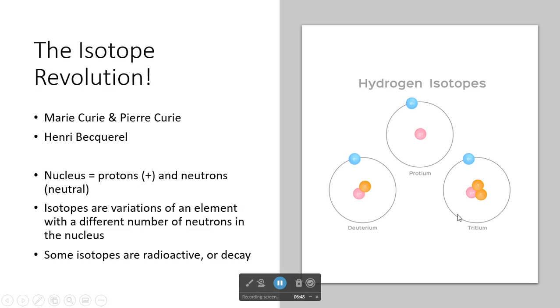On the right-hand side here is an image demonstrating these isotopes visually. At the top, we have protium, which is a hydrogen that has no neutrons in it, just a single proton. We can have deuterium, which has a proton and one neutron. And then we can also have tritium, which is another hydrogen version that has one proton yet again, but now two neutrons. So this demonstrates a variance of neutrons in the nucleus of an isotope, or of an element.